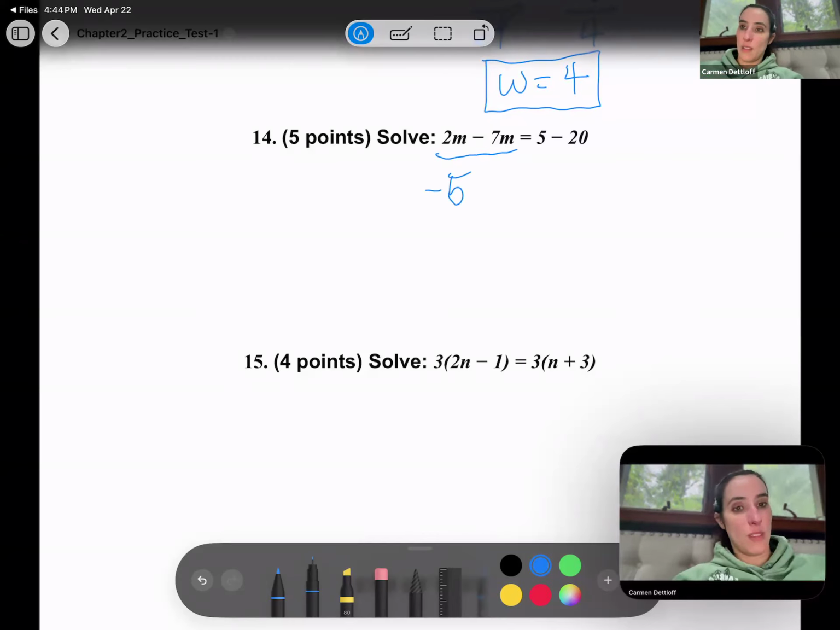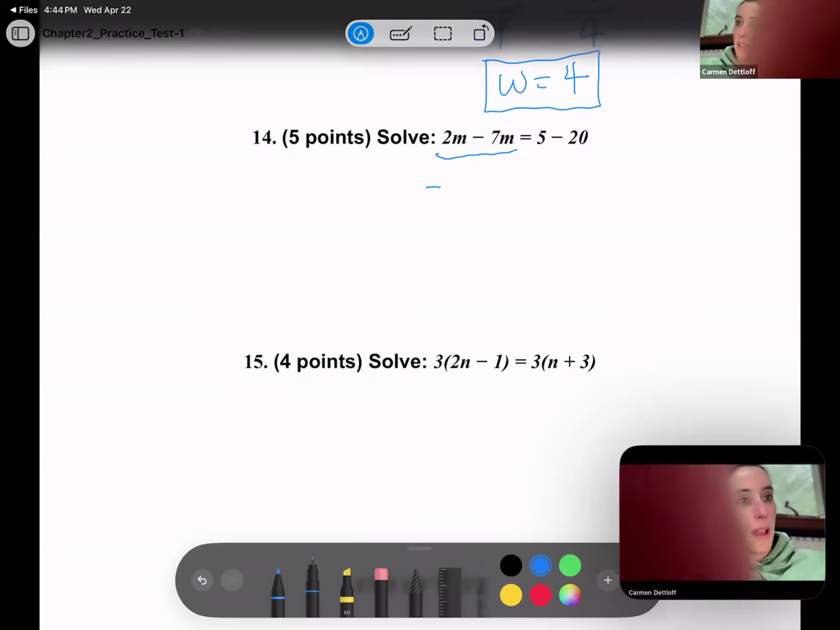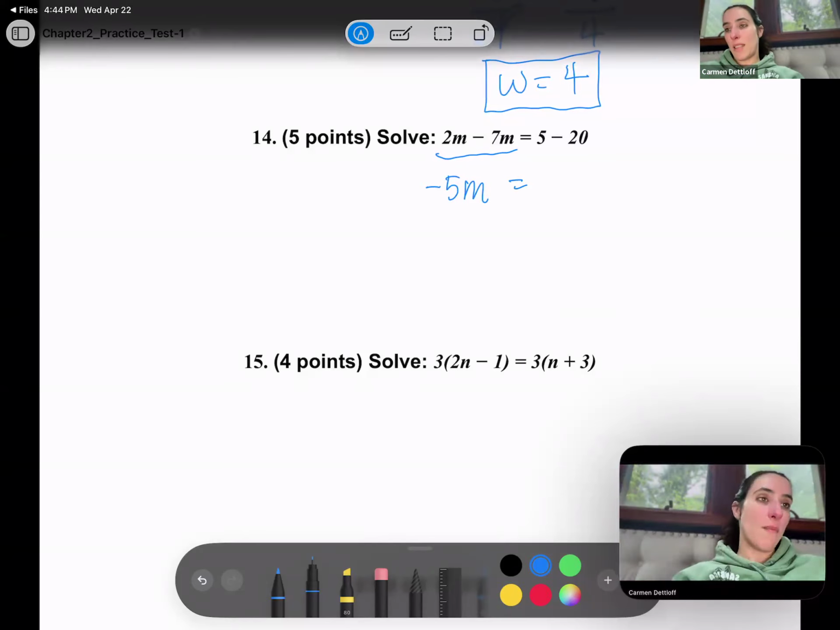Ooh, 5 seems hard to write on the iPad. Minus 5m equals 5 minus 20. 5 minus 20 is also going to be negative 15. And now I want to get m all by itself. So I am going to ask myself, what function is happening here? 5 is being multiplied by m. So I want to do the opposite of that. So I am going to divide both sides by negative 5.